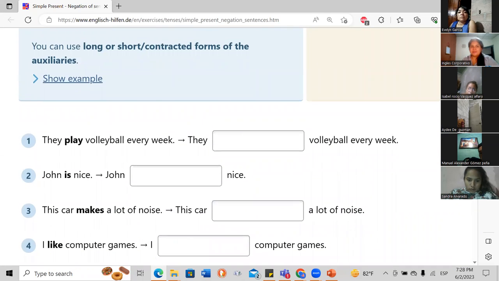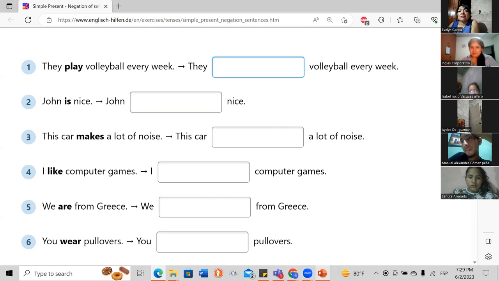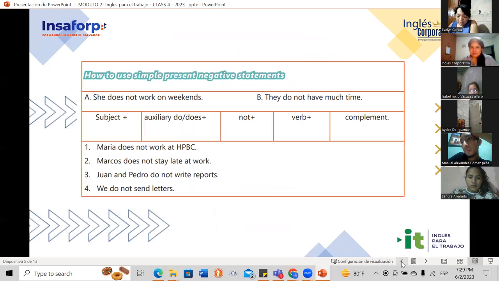Here we have the positive statement. La tenemos positiva, pero la vamos a hacer negativa, okay? Evelyn, how we're going to make the first one? Negative. Negativo. Con la auxiliar. Así como les mostré los ejemplos anteriores. Vean este ejemplo. Así.